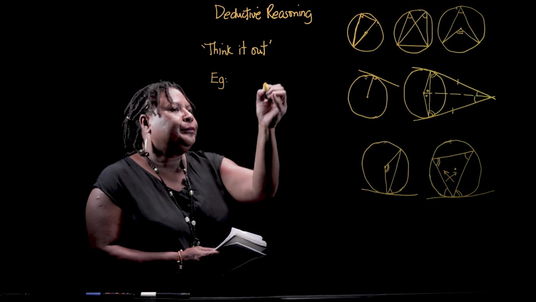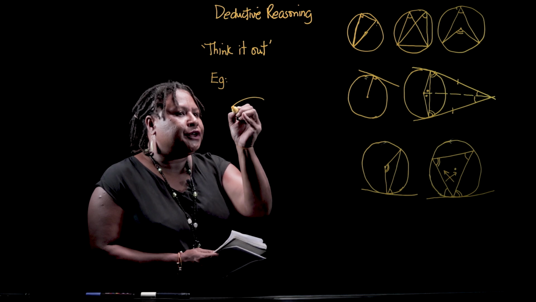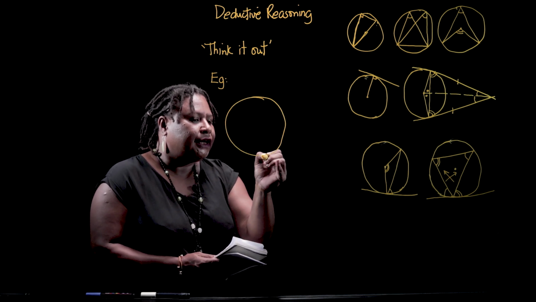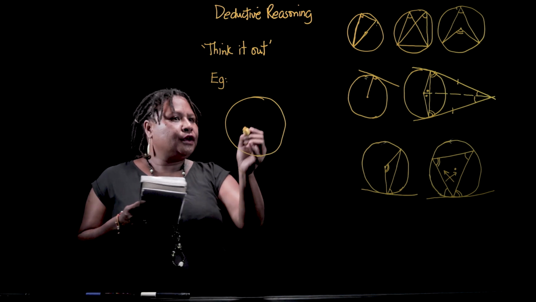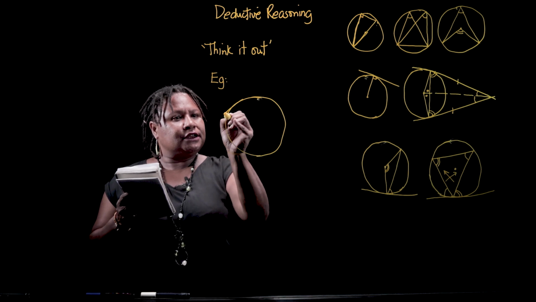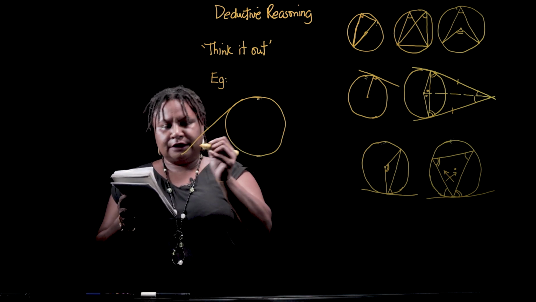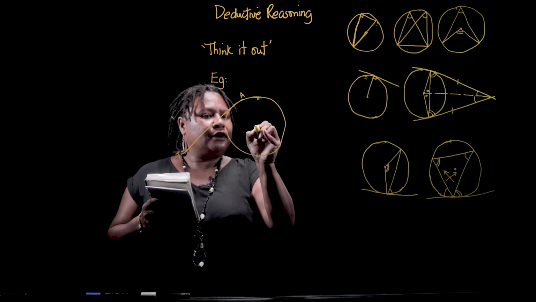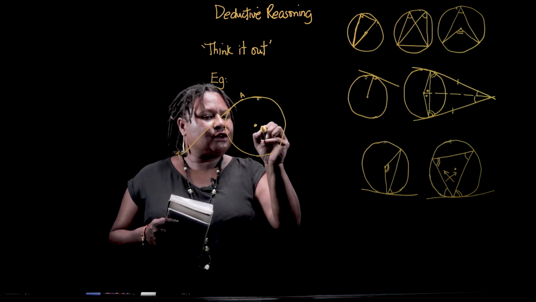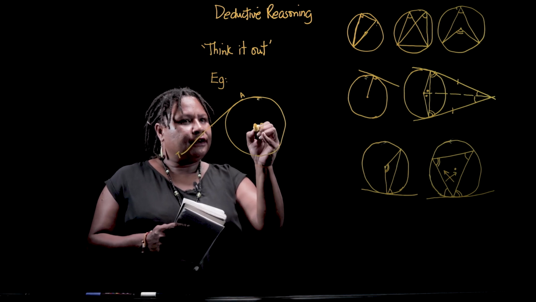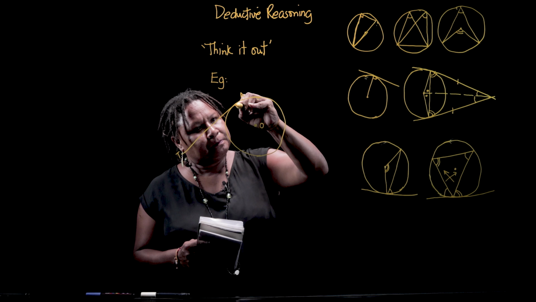Okay, I'm going to draw this very quickly. All right, we have a circle with a tangent. This tangent is AT. The center of the circle is marked with O. Okay, and we have the radius.